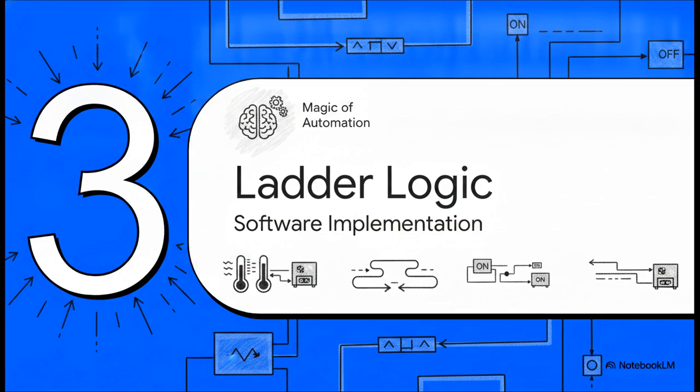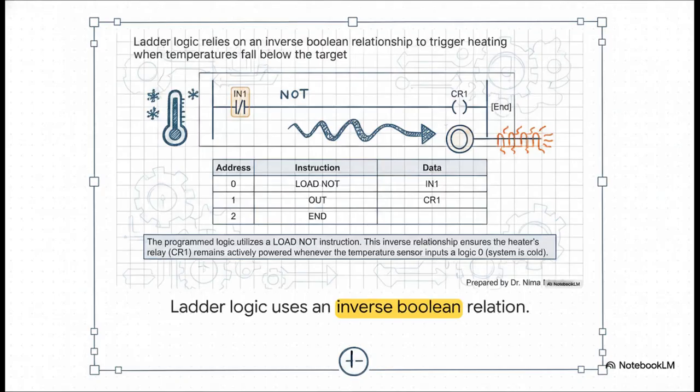All right, Section 3, Ladder Logic Implementation, Software Implementation. This is where it gets really fun. Now, what's really interesting about this visual here, which is known as a ladder diagram, is this inverse Boolean relationship. Look at the input, IN1, on the left side. Notice how there's a diagonal line striking right through that IN1 contact?